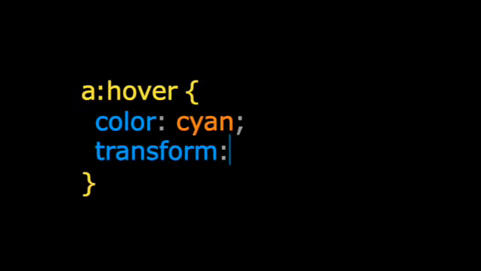To change the anchor tags when we hover, we simply can add the hover pseudo class. Let's change the text color to cyan. Now, look at the change when you hover over the links. That's pretty nice, but we could do more. Let's make the text pop a bit with transform scale 1.2. That's better, but we can do even more.